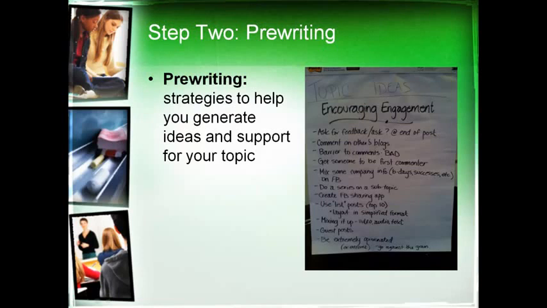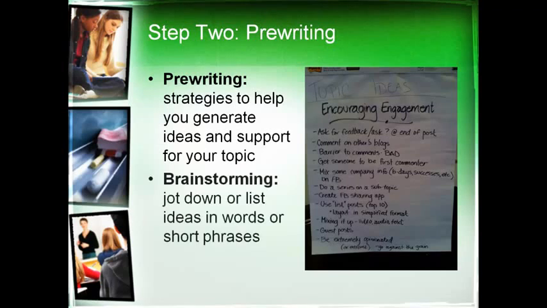Step 2 in the writing process is pre-writing. Pre-writing are strategies to help you generate ideas and support for your topic. Basically, it gets your juices flowing, so to speak. Brainstorming is a strategy where you jot down or list out your ideas on a sheet of paper in words or brief phrases. You are not trying to write complete sentences at this particular point with this strategy.